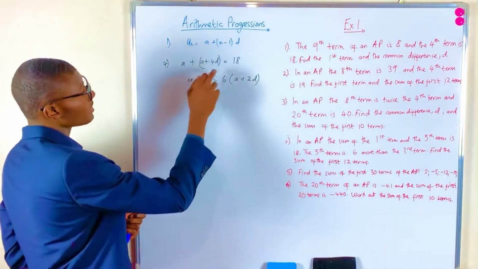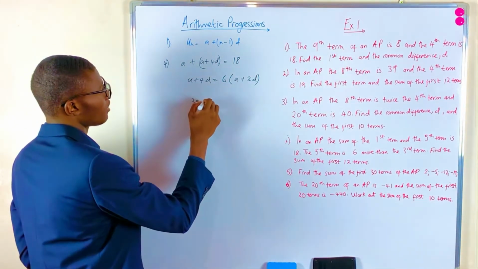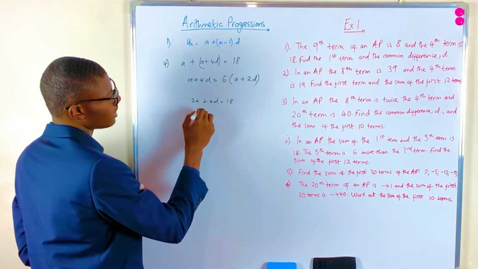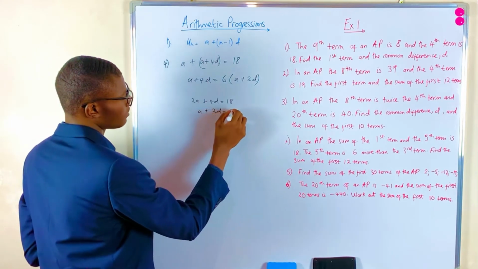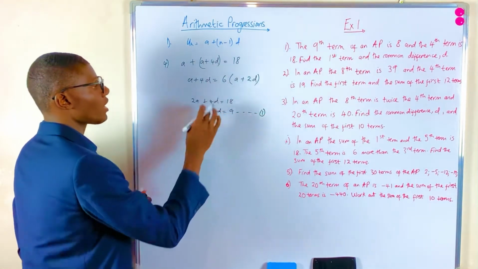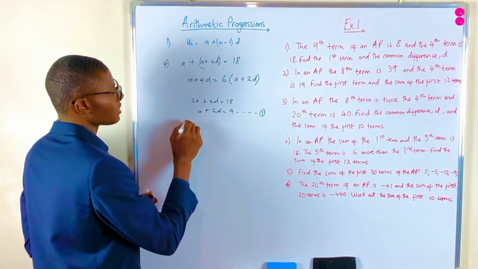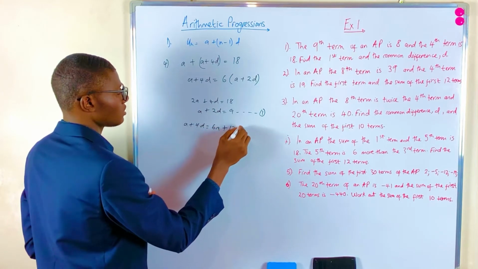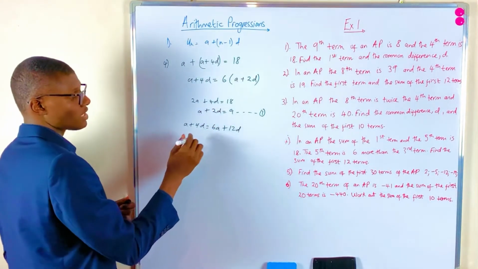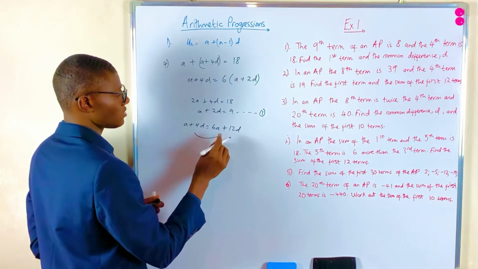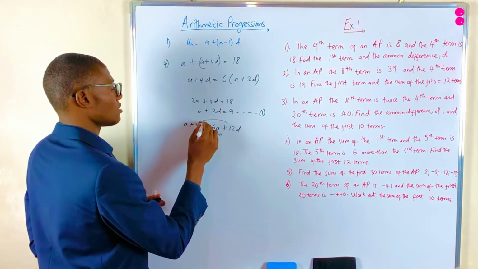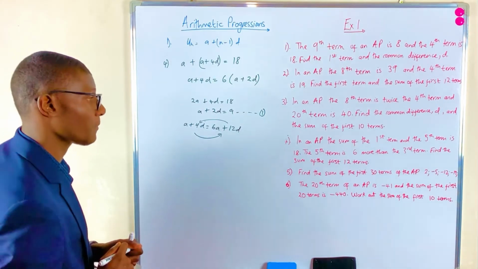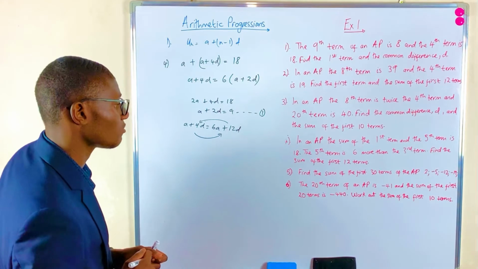So now simplifying this, we've got 2a plus 4d is equal to 18, which you can break down to get a plus 2d is equal to 9. So let's label this equation 1. And now for that one, we've got a plus 4d is equal to 6 plus a plus 2d. And of course, taking this side and this side, what do we have? That's number 4.